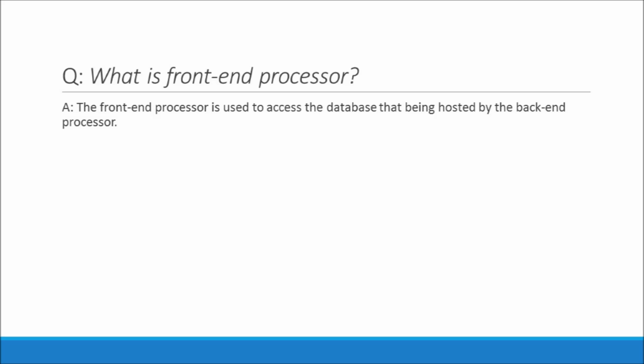What is a front-end processor? The front-end processor is used to access the database that is being hosted by the back-end processor. For example, when I'm at work and I use my Wyse thin client to connect to a database server, my Wyse is acting as my front-end processor.